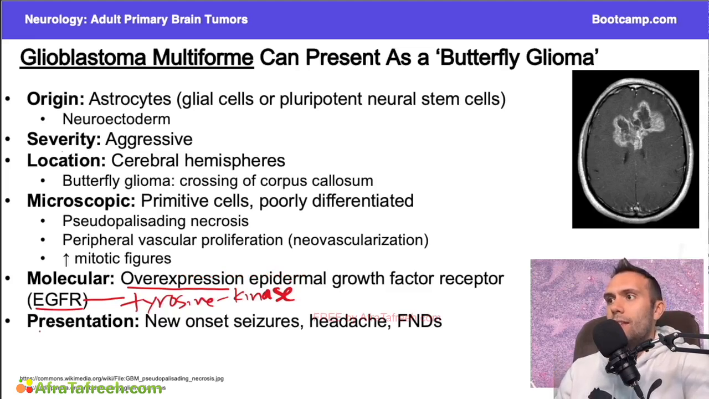And then again, the presentation is relatively nonspecific. In general, in adults, you're usually going to see new onset seizures. It's going to be a patient that has never had a history of seizures. Now they have seizures, some new focal neurologic deficit, or worsening headache. But that's going to be classic for a lot of the different forms of the primary brain tumors.